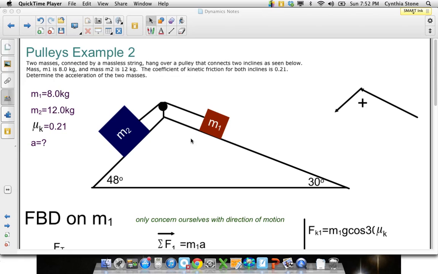Okay, so we're given mass 1, we're given mass 2, and we're given the friction between each of these and the surface that this system's on. We know there's no friction at the pulley, but there is between the masses and the surface. Okay, so we're looking for acceleration.